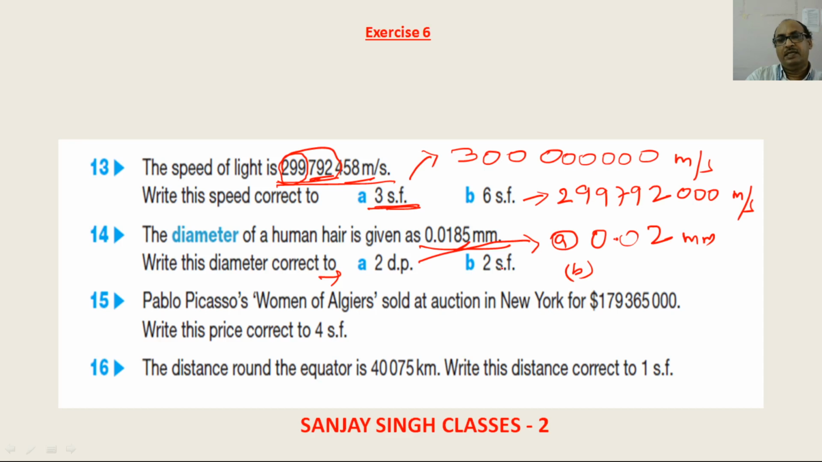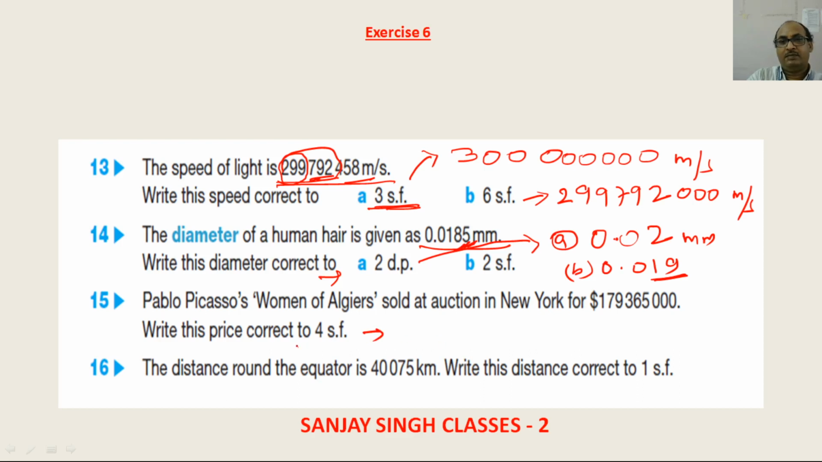For B, it is two significant figures. It means 0.0 will be there, but significant figures are up to 1 and 8 only. So this 5 is equal to 5, so it will make this 8 increase by 1. So 0.019. Here, two significant non-zero digits only are called significant figures. That's why it has gone up to 19. Whereas if we are talking about decimal places, then it will be up to 3 places of decimal.